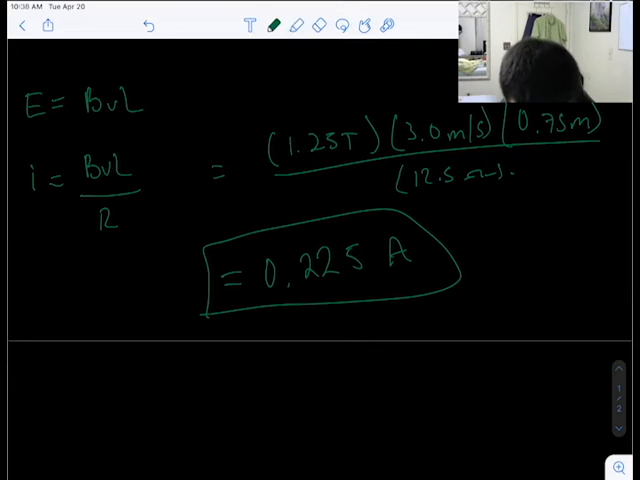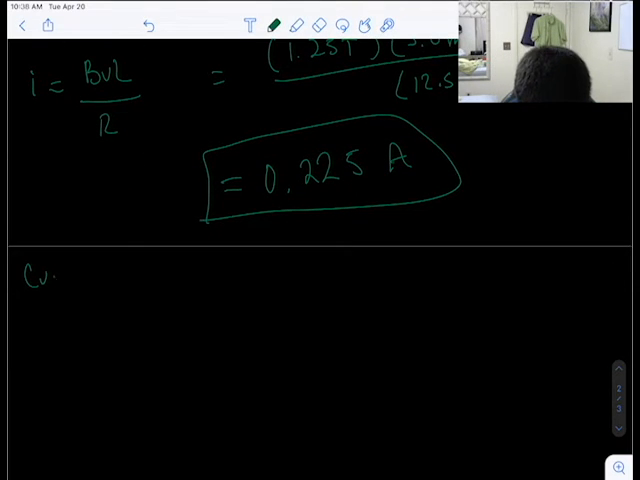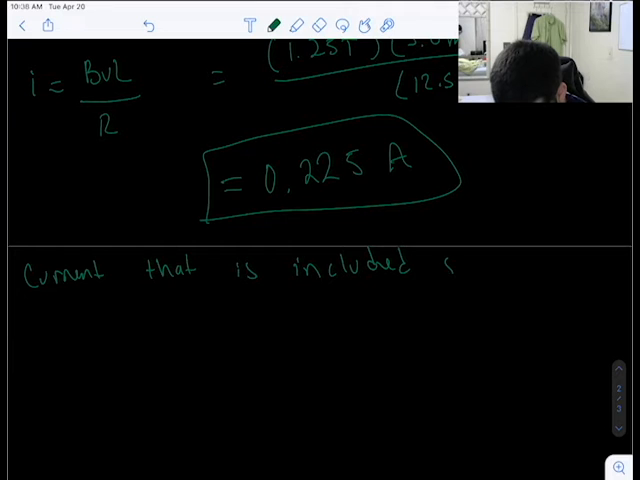So that's one of the parts they're asking. As the circuit is going into the field, the magnetic flux is increasing in the direction out of the page, so the induced current should be clockwise.